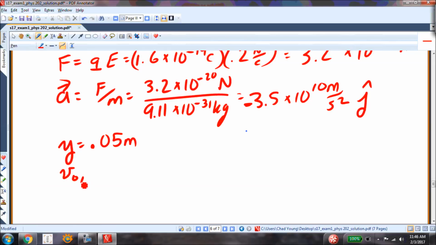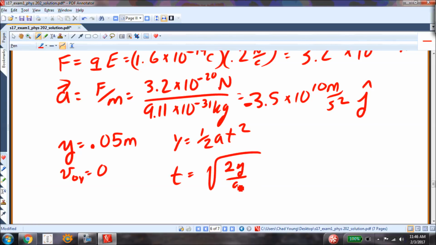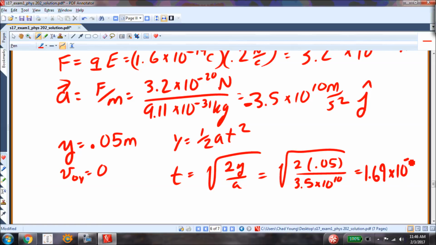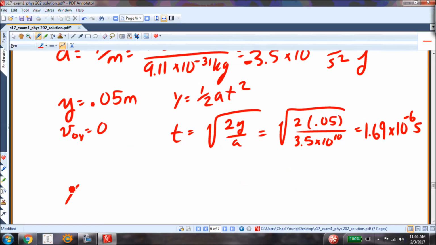And I know that the initial velocity in the y direction is equal to 0. And now I know the acceleration. I can say y equals 1/2 a t squared and solve that for t. And I find that that's equal to the square root of 2 times 0.05 divided by the acceleration. I'm leaving the negative off here because I'm just looking for the magnitude. I just need the magnitude of the acceleration. And that's going to be 1.69 times 10 to the minus 6 seconds. 1.69 microseconds.